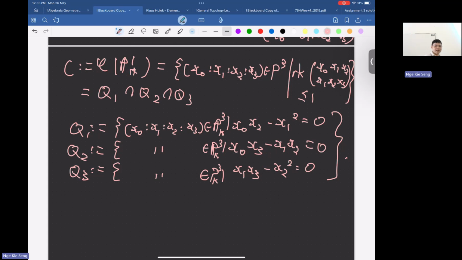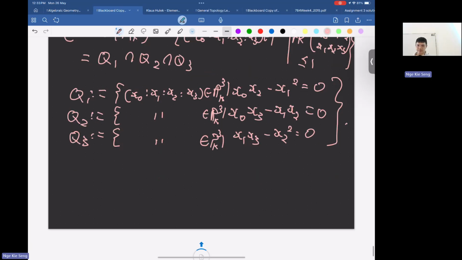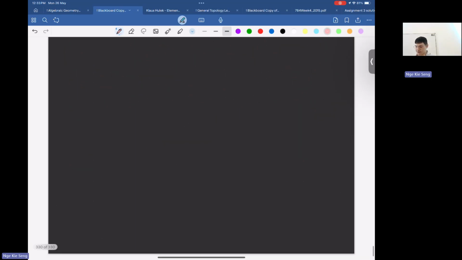Sure. So you can see that this is the intersection of 3 quadrics here, right? Because these are degree 2. The fourth one is a bit more advanced. There's an example here. Also first time seeing it.